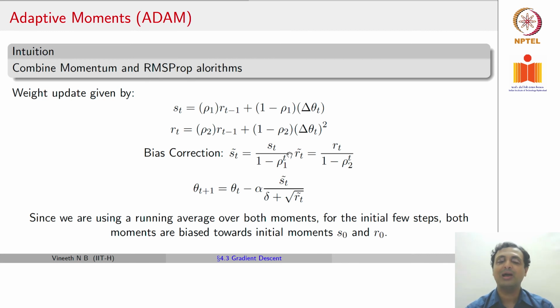Right? So as long as you have a value less than 1, as you raise it to the power t, it's going to keep reducing. The rho 1 to the power t will keep reducing to 0, and 1 minus rho 1 to the power t will get closer to 1 over the iterations, which means after a few iterations, S t tilde will become S t, R t tilde will become R t. So the step of bias correction was only to handle the initial epochs where the gradient may not have a significant impact.